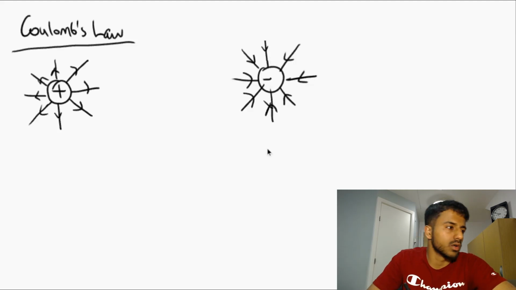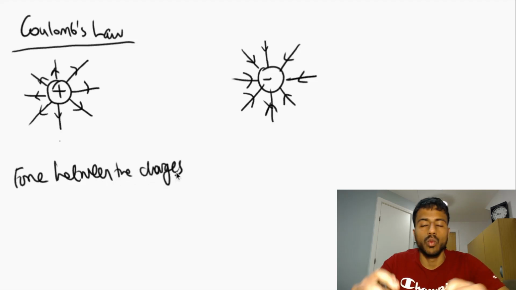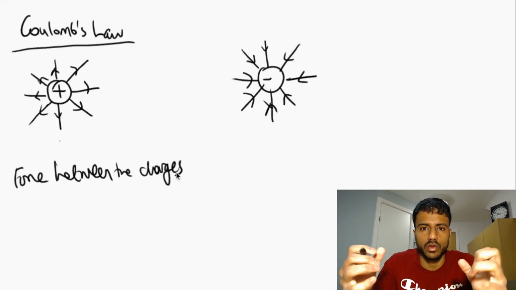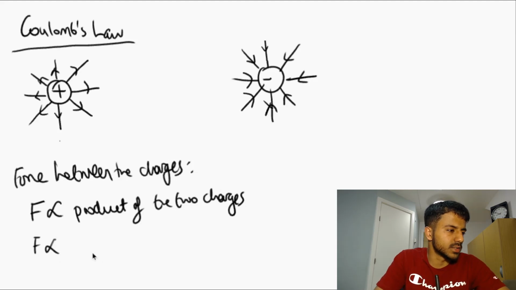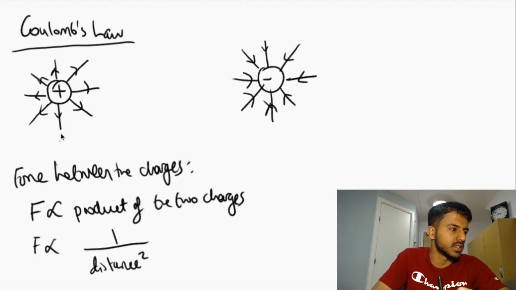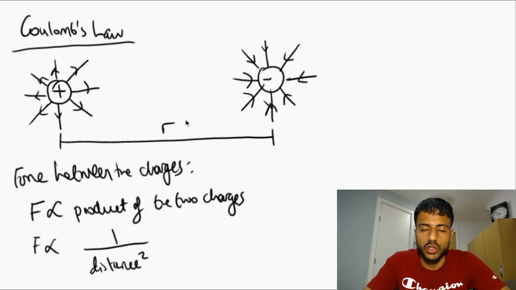Now, what Coulomb found out is that the force between the charges, whether they're both positive, both negative, or one of each, is proportional to the product of the two charges and is inversely proportional to 1 over the distance squared between their centers. So in this case, it will be this distance r. And this is exactly identical to Newton's law of gravitation, but instead of masses, we have charges.